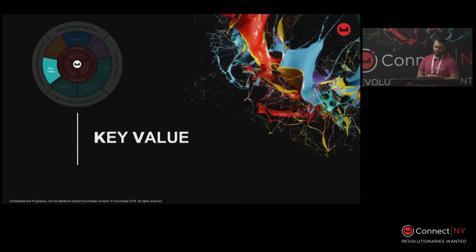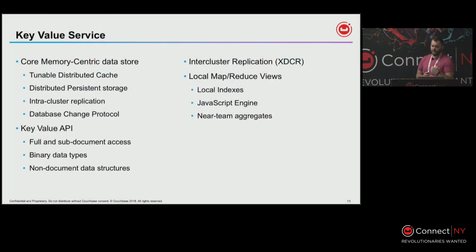So key value. For the key value service, this is kind of the core of Couchbase, right? This is where we started at. The key value is a memory first. Right? All reads, all writes, inserts, updates, etc. happen to memory first on the node that they're being written to, okay, before disk. So it's going to guarantee you're going to get sub-millisecond response times from your SDK operations.